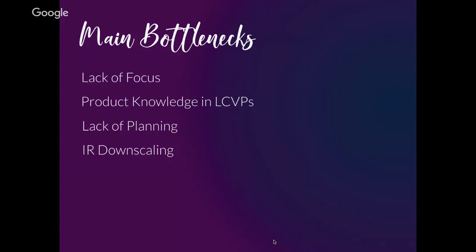Then product knowledge in LCVPs. The timeline for LCVPs to be onboarded and transitioned is really different, since we have some LCs starting in February and some starting in July. The education and transition is highly different, and the knowledge itself really differs depending on which LC we are talking about. So that's also one of the reasons. And of course, if the LCVP is not educated, the member is not educated. If the member is not educated, we don't have exchange.